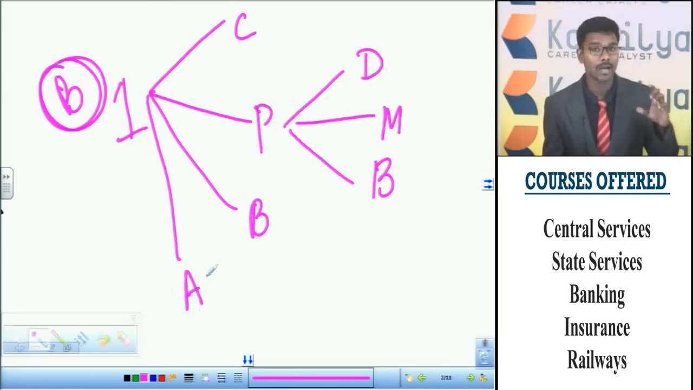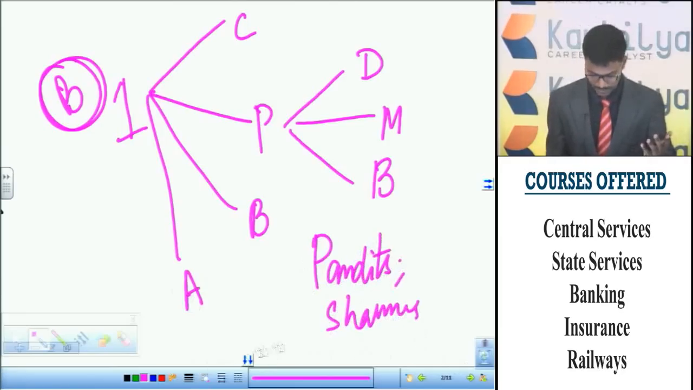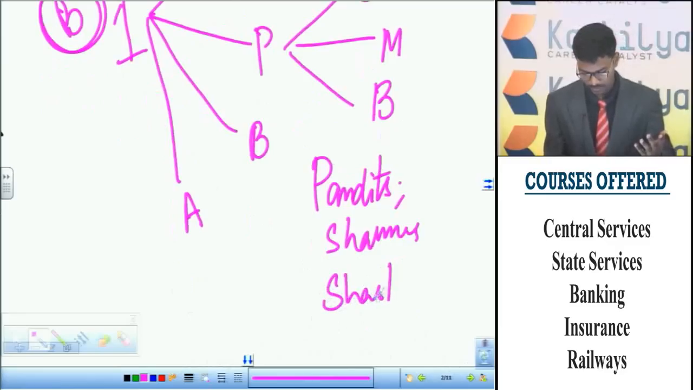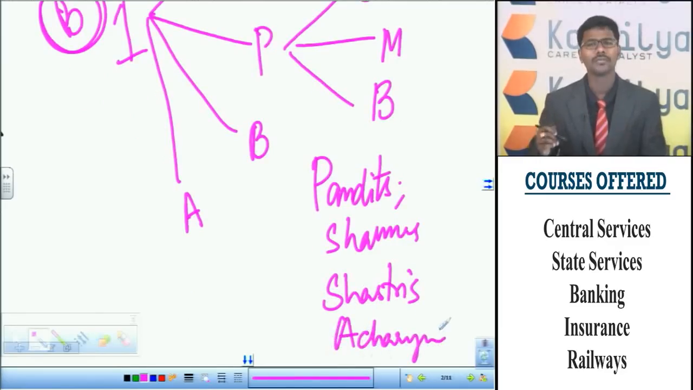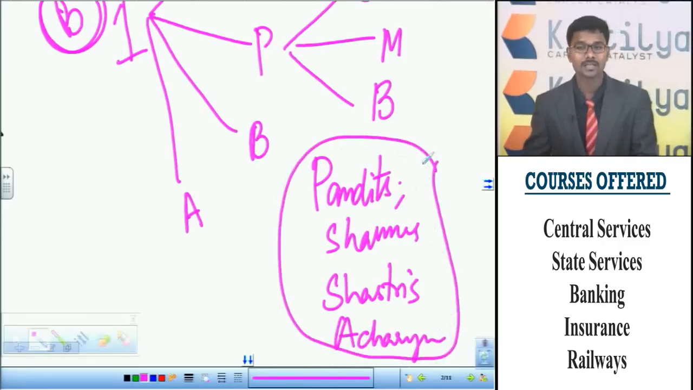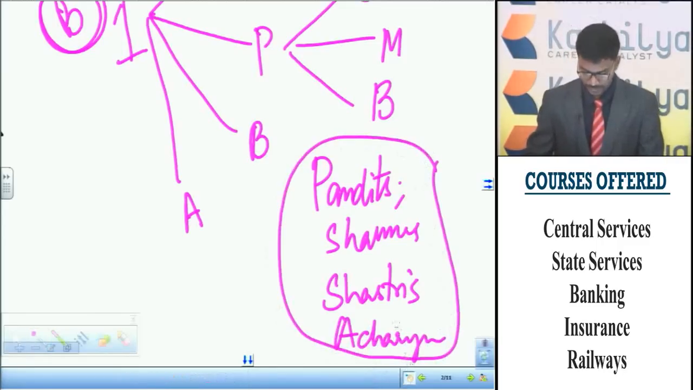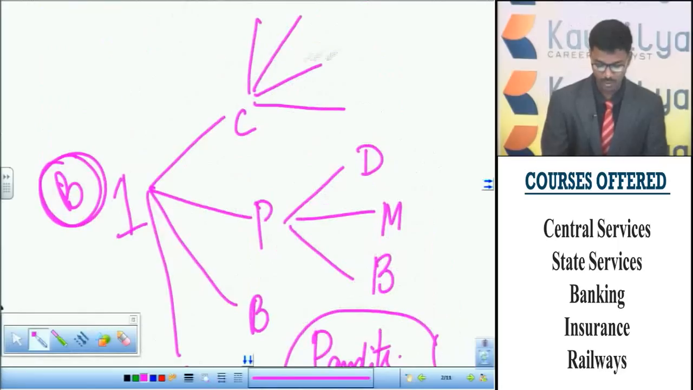Taking the Brahmin caste, there are various subcastes which are called by various names. Just an example: Pandits, who are called Sharmas, and Shastris, Acharyulu. Only a few names to be given. So in the Brahmin caste there are so many subcastes, and in these subcastes again they will have various gotras.